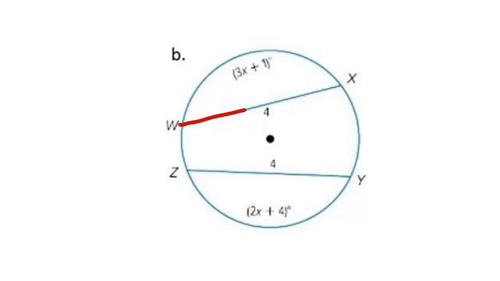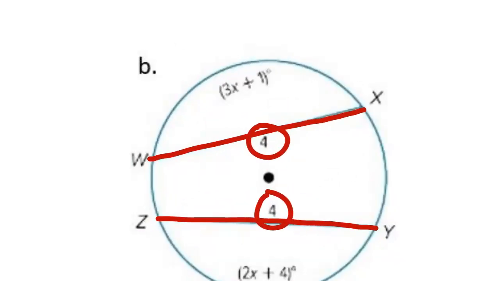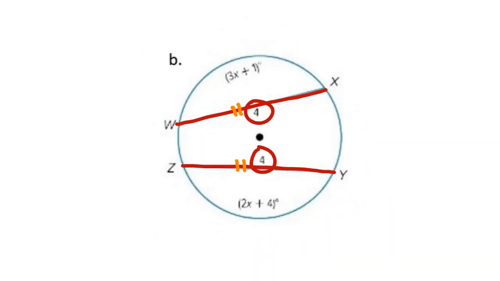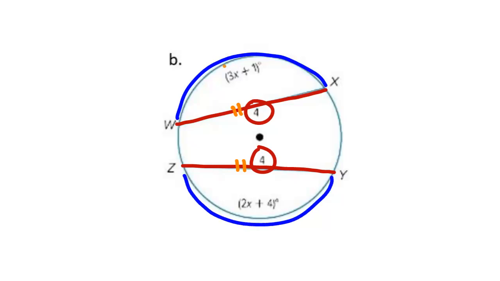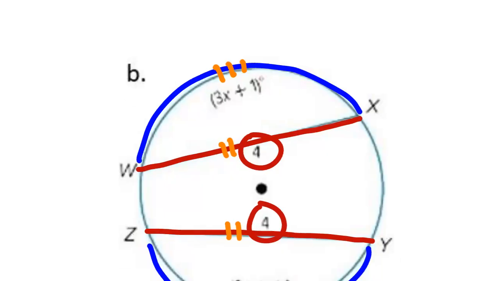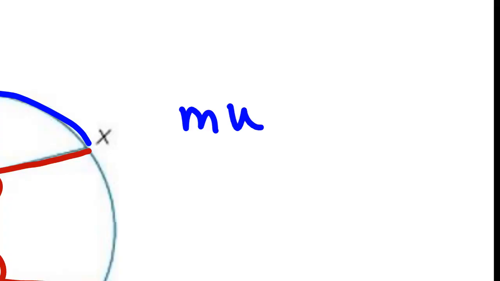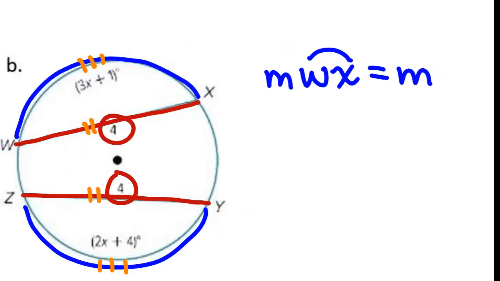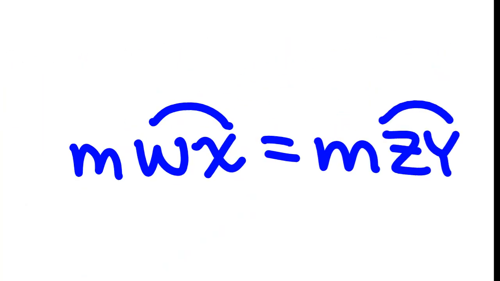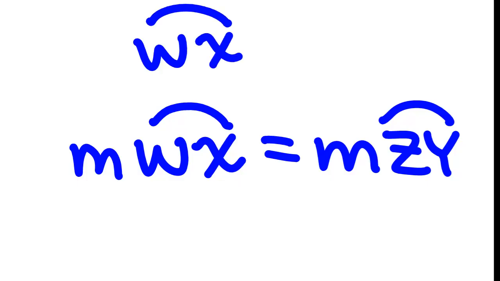How big is chord WX? 4. How big is chord ZY? 4. So these chords are congruent. What does that mean about arc WX and arc ZY? They are congruent, yes. So the measurement of arc WX is equal to the measurement of arc ZY, because arc WX is congruent to arc ZY.